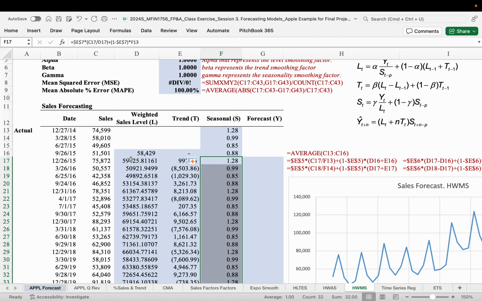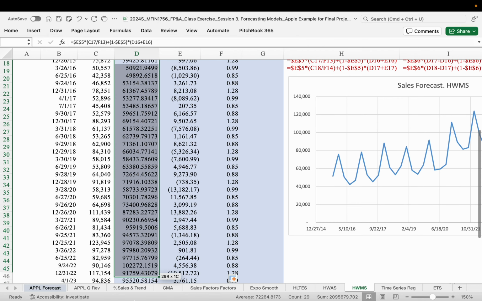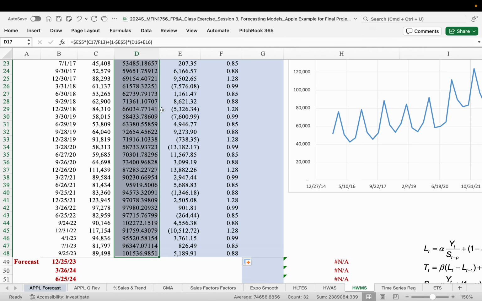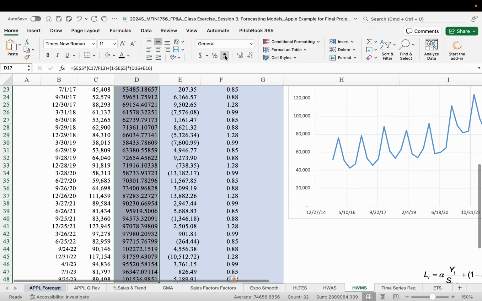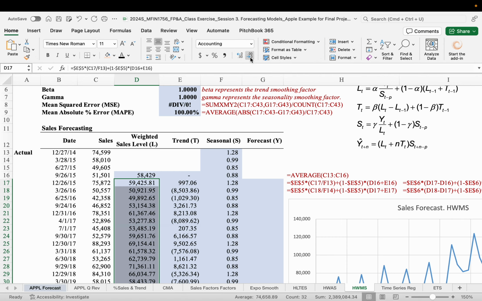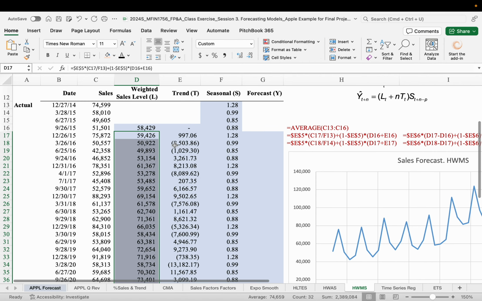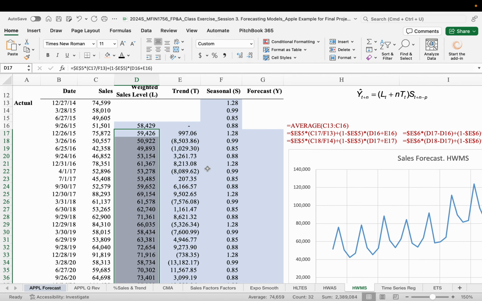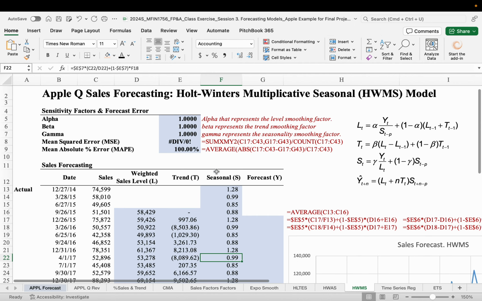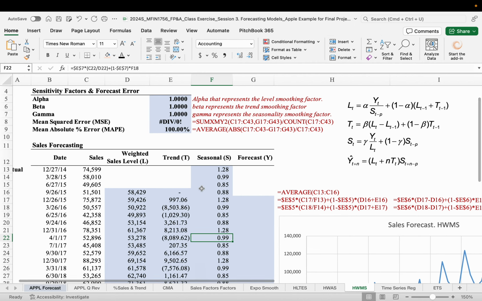We don't need to show the sales with the decimals here, so let's change this. Okay, and then we finally got this one, right? Next is the forecasted sales, this equation.